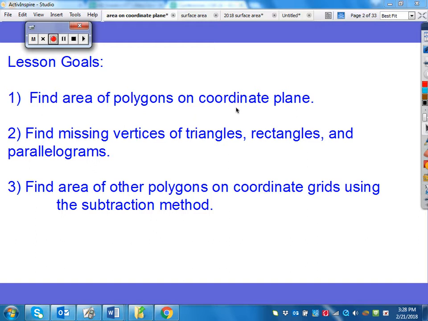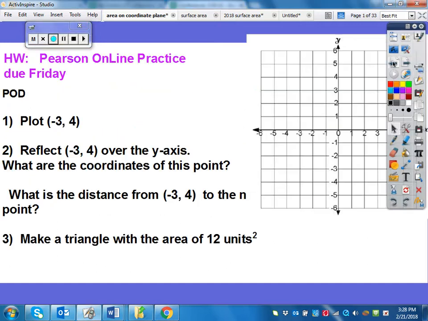The second thing is to find missing vertices. Vertices are just the corners or the points on the ends of the polygons. So to find the missing vertices of triangles, rectangles, and parallelograms, meaning they'll give you some and the area, and you have to work backwards. And the third thing that this lesson covers is finding the area of other polygons on a coordinate grid using a subtraction method.